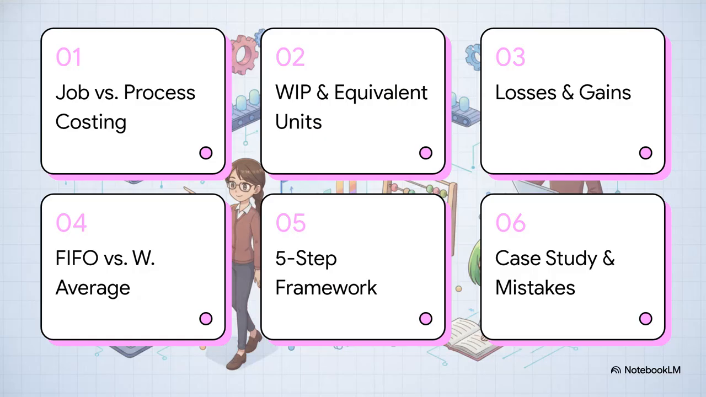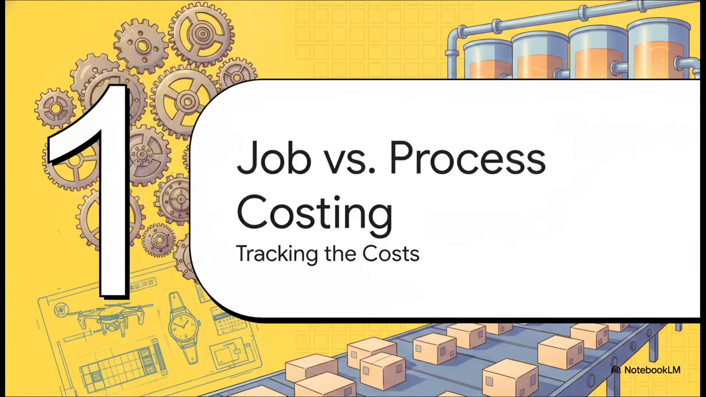So, here's our game plan for today. We're going to build your understanding step by step. We'll start with job versus process costing, tackle the WIP and equivalent units, look at losses, gains, and inspections, compare FIFO and weighted average, and then lock it all in with a foolproof 5-step exam framework and a real case study. Let's get moving. Okay, kicking things off with Section 1, Job versus Process Costing.